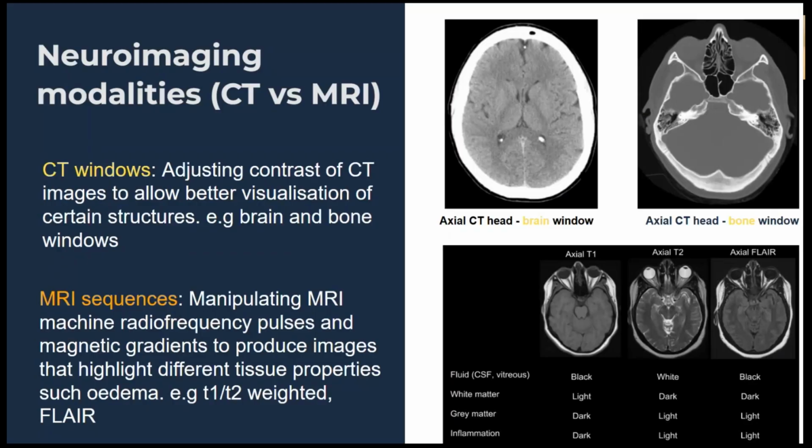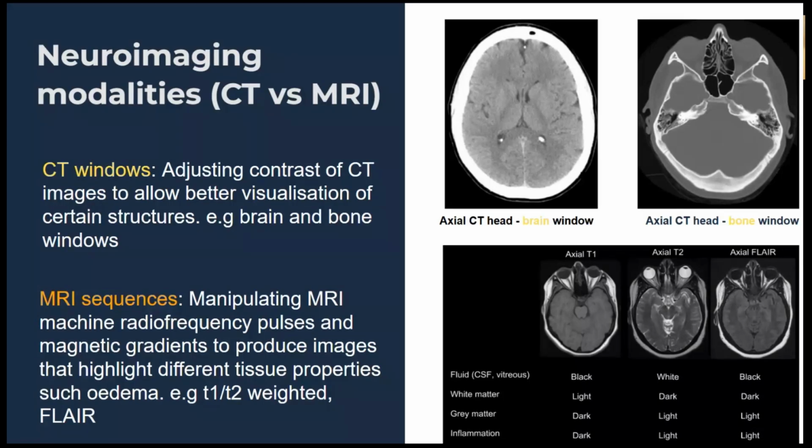So, the imaging modalities in a bit more detail. With CT, you can adjust the contrast of the images to get a better image of certain structures. You can see here that we've changed the contrast in these images. It's the same scan, but the contrast has been adjusted on these top two, so you've got the brain window and then a bone window. So you can pick out different structures from the same image.